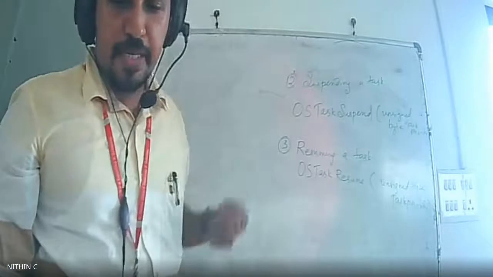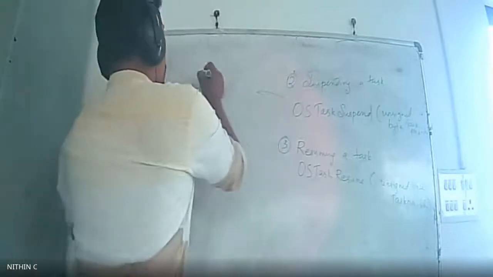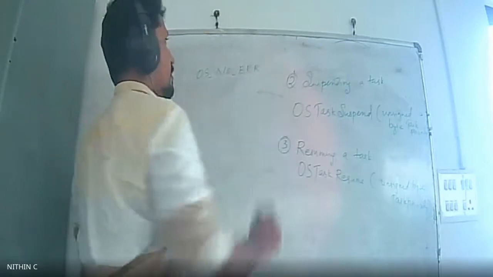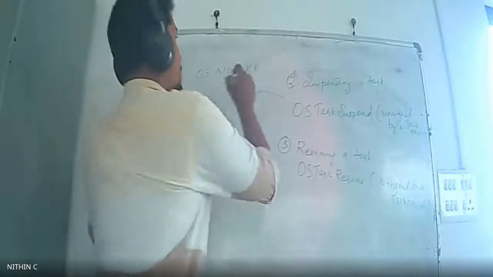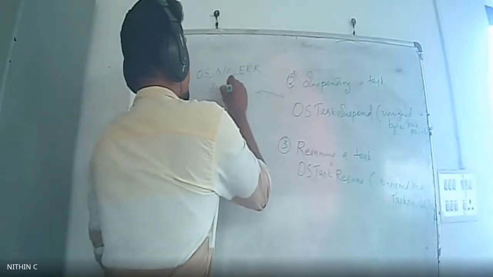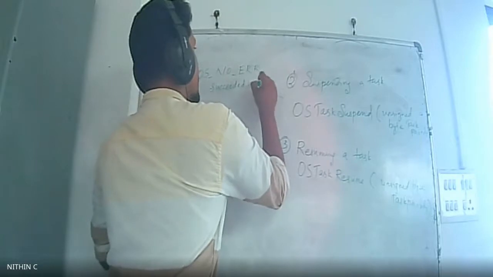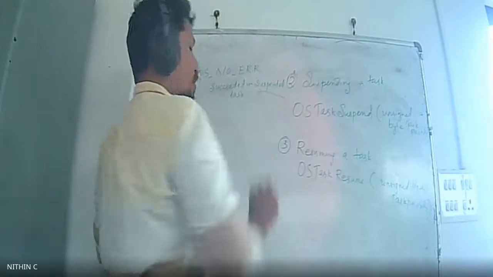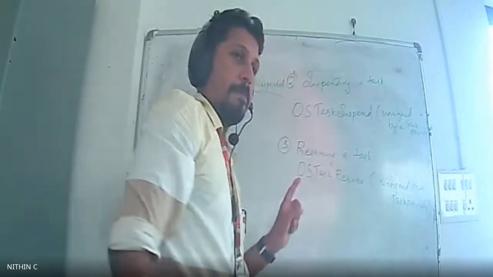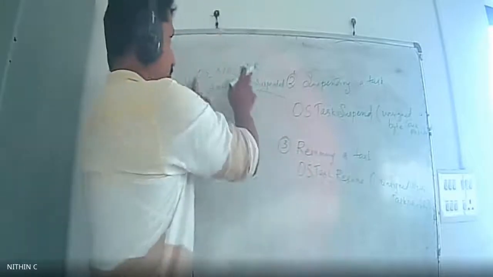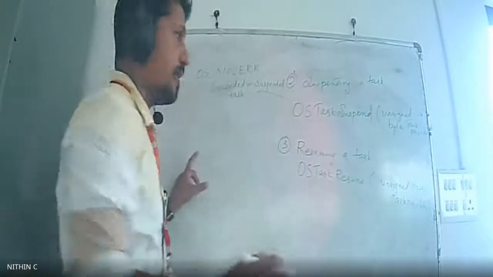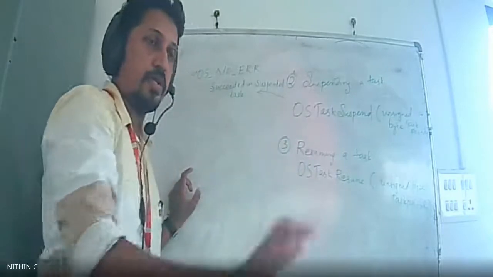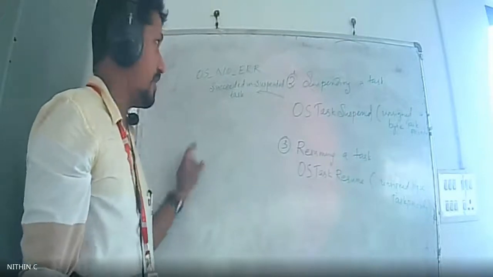In the case of suspending a task, OS no error. This in fact says that we have succeeded in suspending a task, that we have successfully suspended a task without any error. If after using this function you are getting a message of this kind, that is OS no error, it means that you have succeeded in suspending a particular task. There is no error in that process.